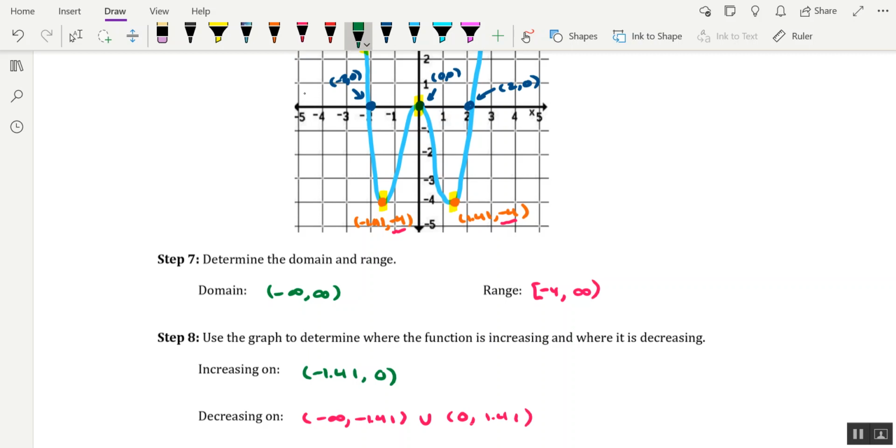And then it increases from there on out, meaning that the part of the x-axis from 1.41 to positive infinity consists of x values for which the graph is increasing. And there we have it. We've analyzed the graph of a polynomial function.